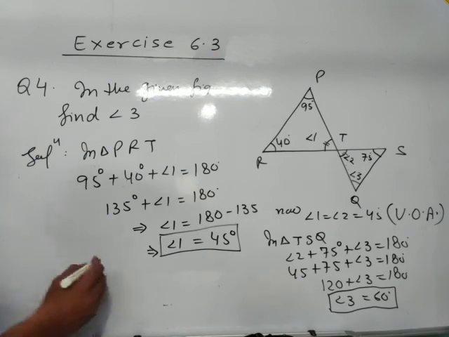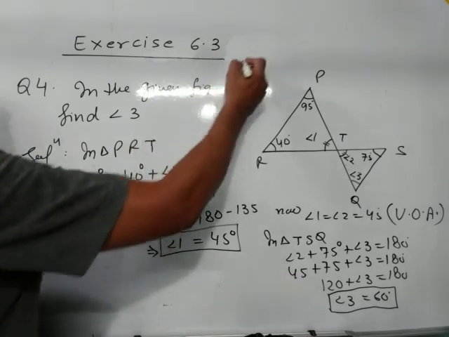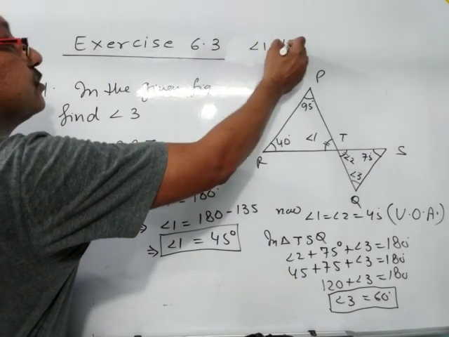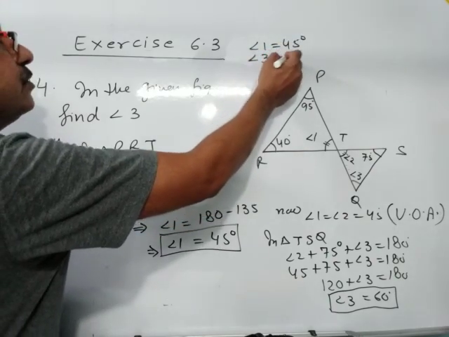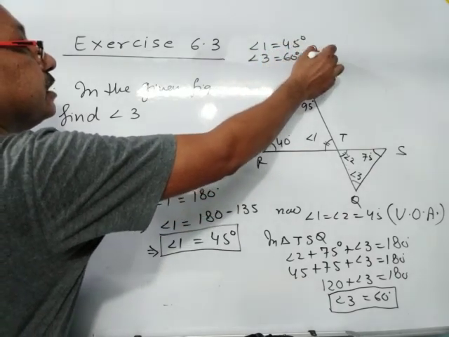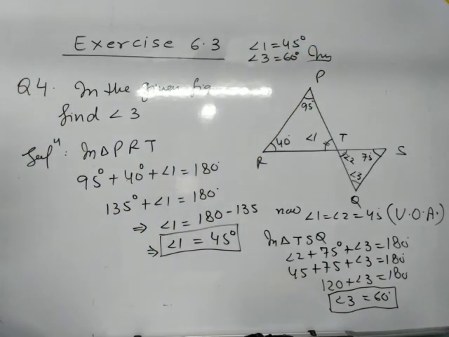So the answer is angle 1 is equal to 45 degrees and angle 3 is equal to 60 degrees. This is the answer for this question.